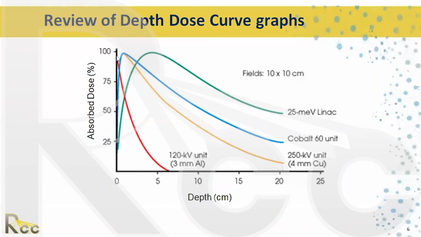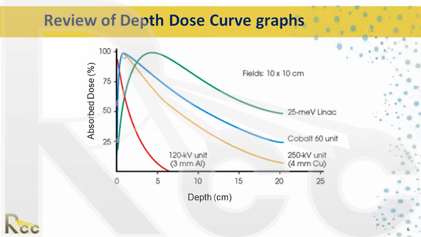At the surface, there is no skin sparing. And then the next curve, 250 kV, it doesn't show the yellow line here, but imagine that going all the way to 100% again. There is no skin sparing at energies from 250 and less. The very first time we saw skin sparing was right here with Cobalt 60.